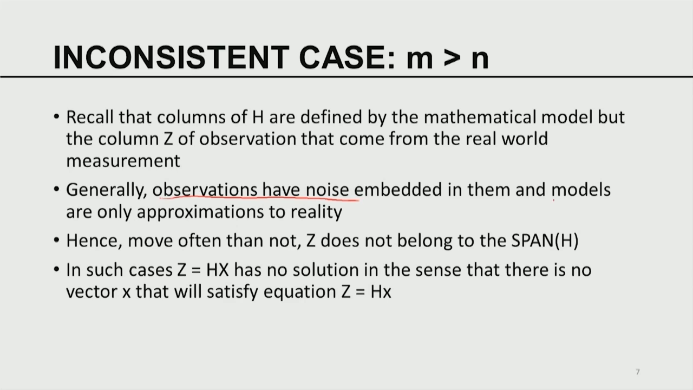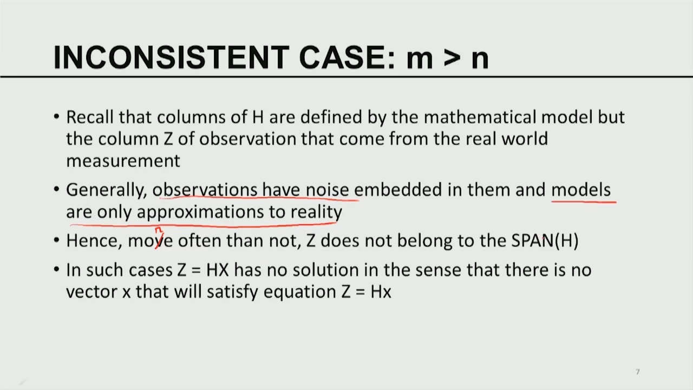And so there are two things. Observations always have noise, and models are always only approximations of reality. So these are two fundamental facts. Hence, more often than not, z does not belong to the span of H.